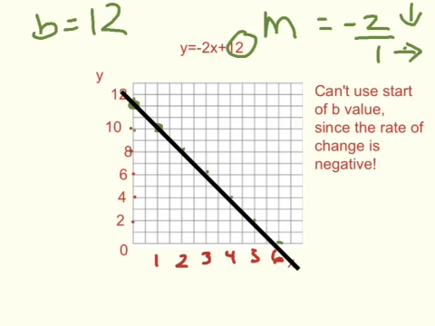That didn't work in this example because I have a negative slope or negative rate of change. So as I start at my y-intercept, I have to continue to go down, and so then I cannot use the squiggle line. This value is not allowed when I have a negative rate of change.